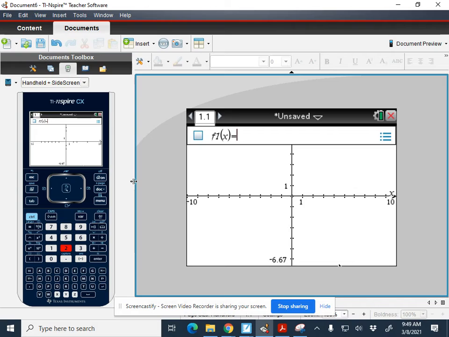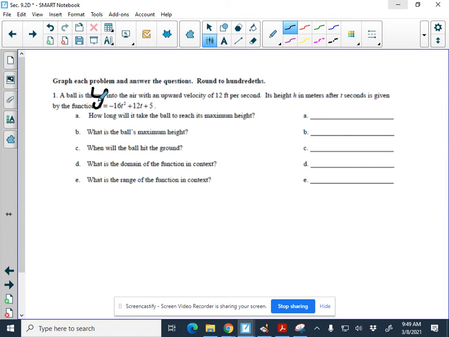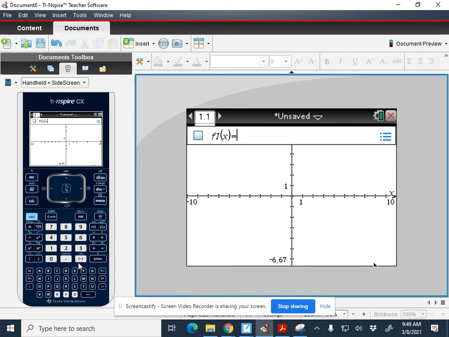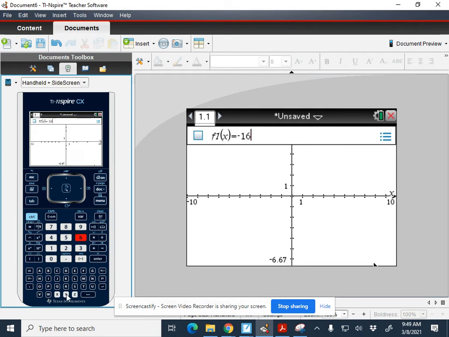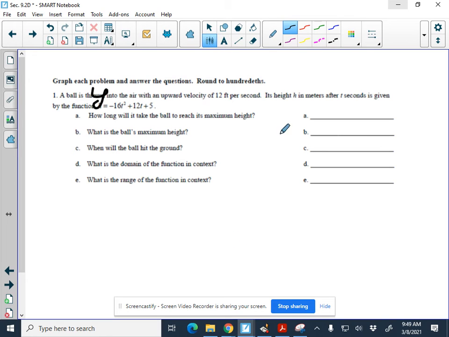So this is just like the last lesson, because we're solving with the calculator. What's different now is they're using height and time, but we're still going to use y and x, because the calculator uses y and x. So remember, this is y, and all those t's are x's. So again, let's go negative 16x squared plus 12x plus 5.